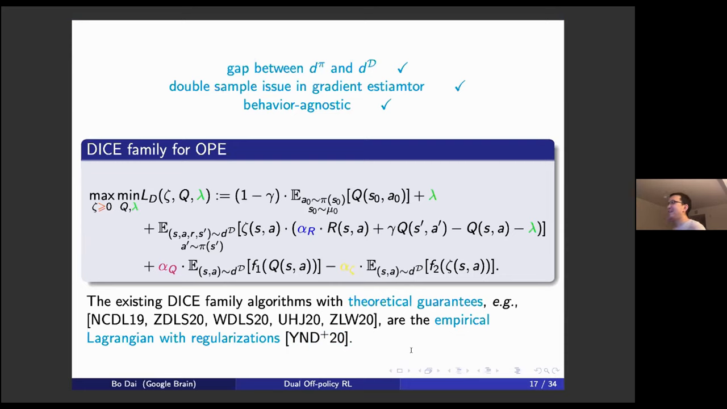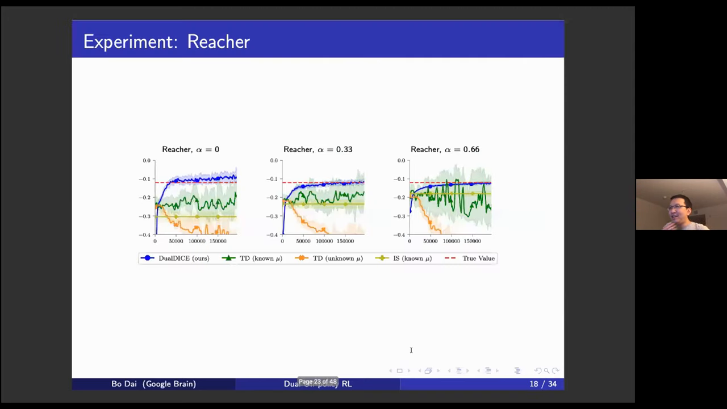Okay, good. Here is an illustration of the performance of the DICE family. This dual DICE is actually a very special configuration of the regularizer. We compare it to TD, and this IS is the inverse propensity score I mentioned before. The dotted line here is the true policy value. This experiment is conducted on the Reacher environment. Alpha stands for the difference between your behavior policy, pi zero, and my target policy. As it becomes larger, these two become more and more similar.